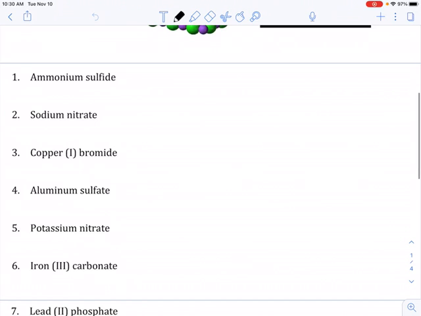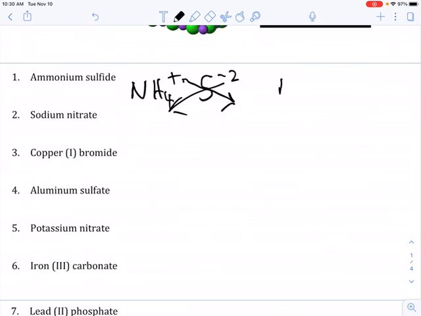Our first is ammonium sulfide. Ammonium is one of our polyatomic ions. Its formula is NH4+. Sulfide is different from sulfate. Sulfide is an S-2 ion. That -2 comes from sulfur's location on the periodic table. It's 2 away from the noble gases, so it's S-2. Then the formula for this, we can use our crisscross rule, will be (NH4)2S. Okay, that is ammonium sulfide.